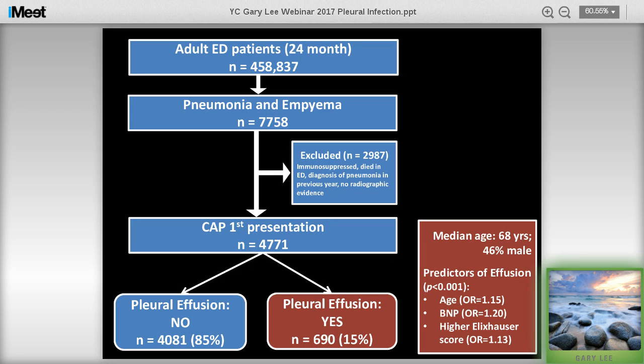Nathan is based in the state of Utah, and they've got very, very good electronic databases. So he was able to access all the emergency department presentations over a 24-month period, and that amounts to about 450,000 people. Sorting by the pneumonia and empyema codes, it narrows down to 7,700, and excluding those who didn't have radiographic evidence to confirm pneumonia, those who have previous pneumonia, etc. Then the first presentation of community-acquired pneumonia was narrowed down to about 4,700 cases.